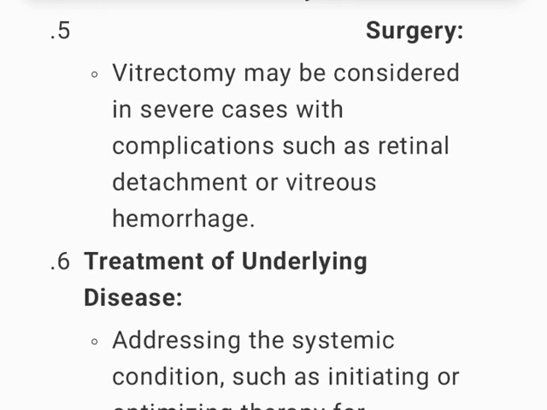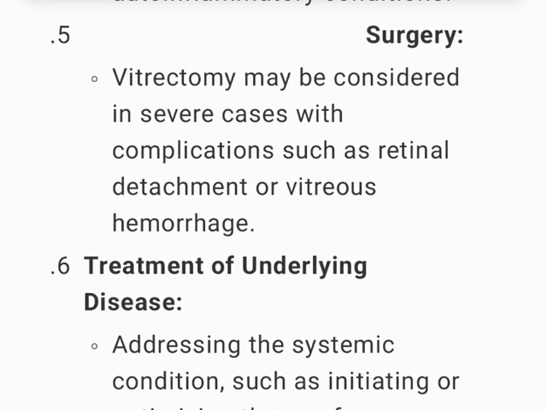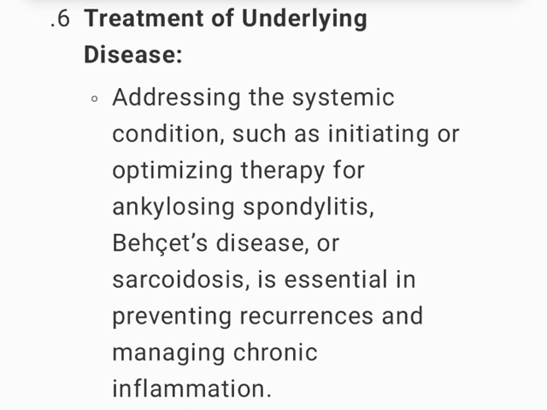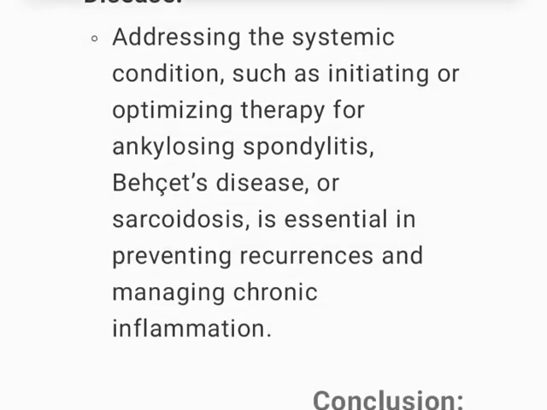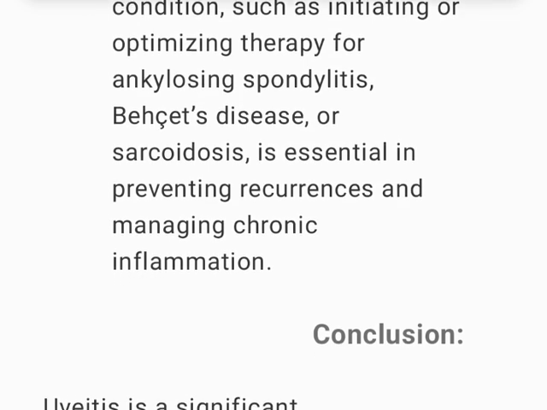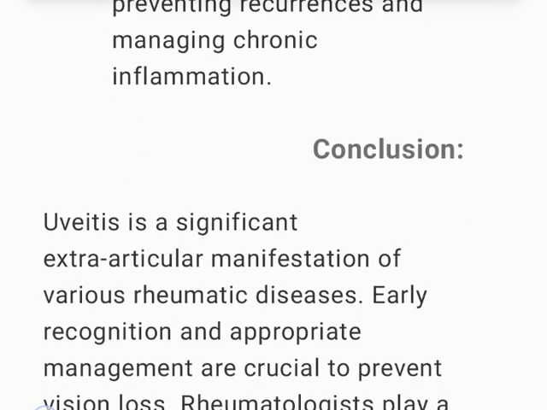5. Surgery. Vitrectomy may be considered in severe cases with complications such as retinal detachment or vitreous hemorrhage. 6. Treatment of underlying disease. Addressing the systemic condition, such as initiating or optimizing therapy for ankylosing spondylitis, Behçet's disease, or sarcoidosis, is essential in preventing recurrences and managing chronic inflammation.